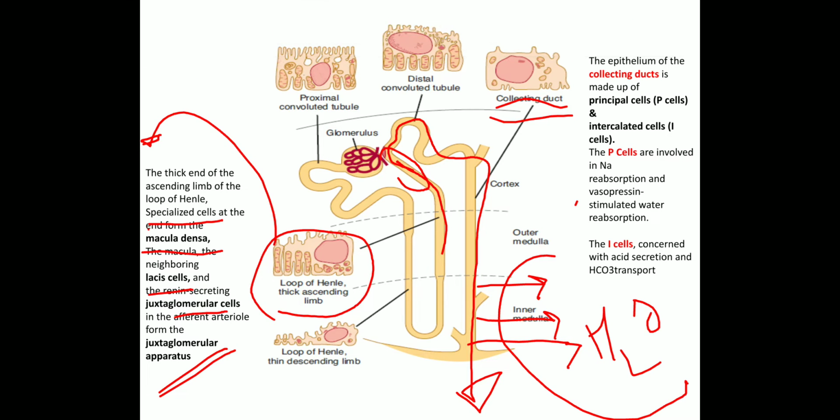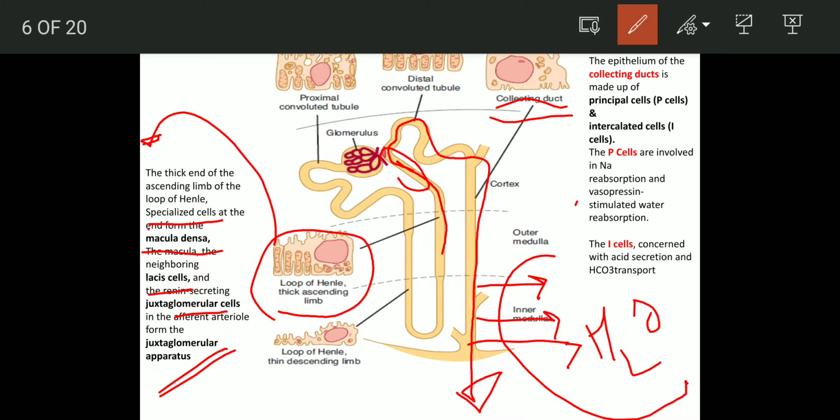There will be much more formation of urine. So here is your collecting duct. In this collecting duct, what we can see is the epithelium of the collecting duct. If we take the histology, there are two cells: the principal cells and the intercalated cells, the P cells and the I cells. Okay, very important. These are asked in your MCQs. These are asked in your vivas. Short notes can also be asked.